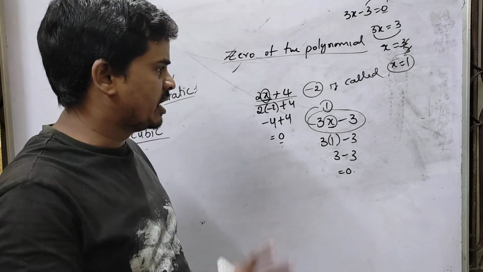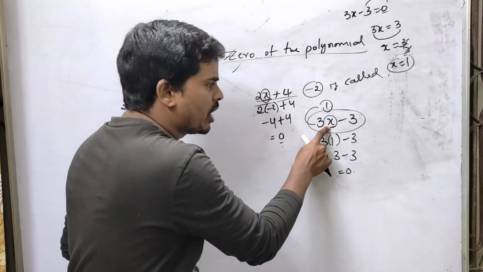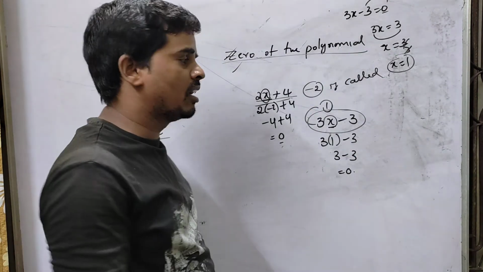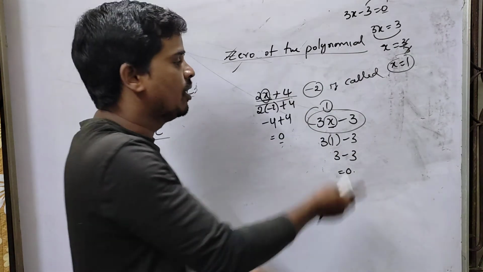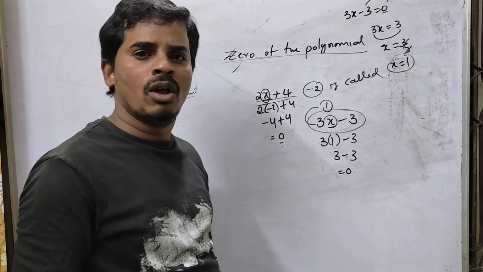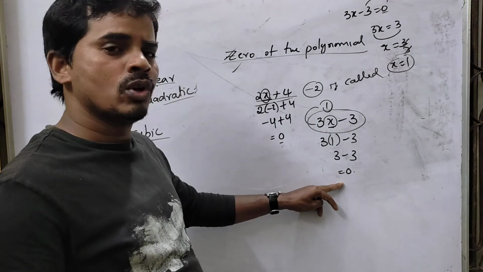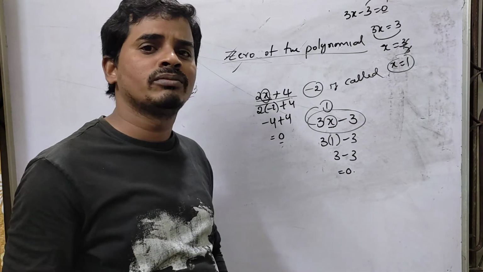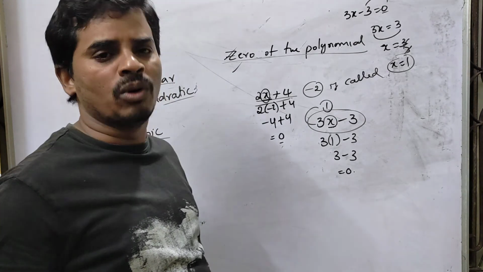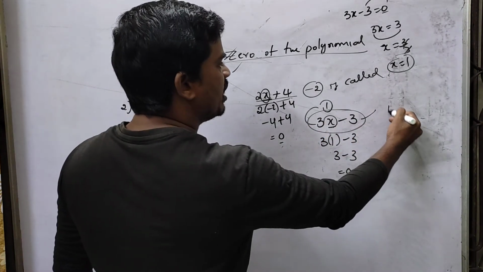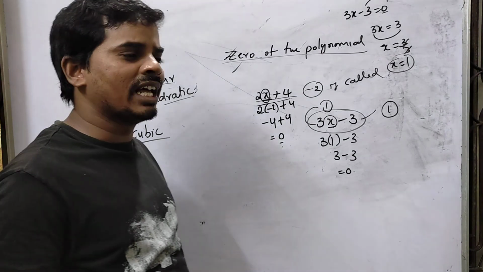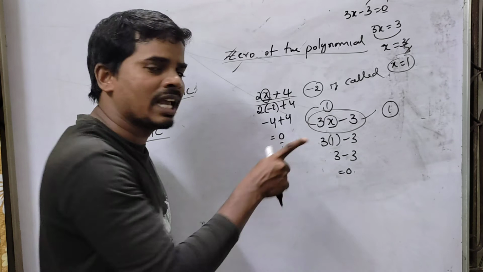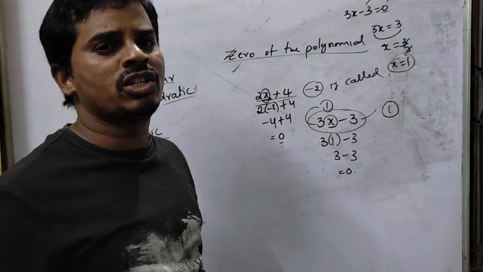I want to raise a question here, students. I substituted 1 and I got 0. How many zeros can we get for 3x minus 3? For 1 I got the zero. Is there any other value where 3x minus 3 can be 0? Absolutely no, because it's a linear polynomial, a degree 1 polynomial. So there exists only one zero for it. The polynomial value can be 0 for only one value, students.